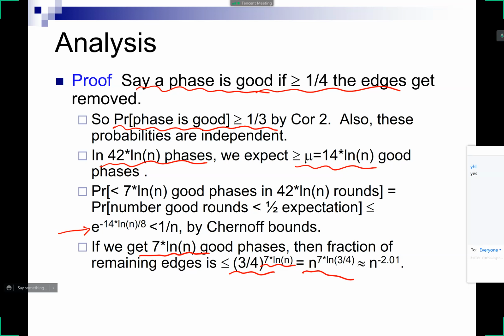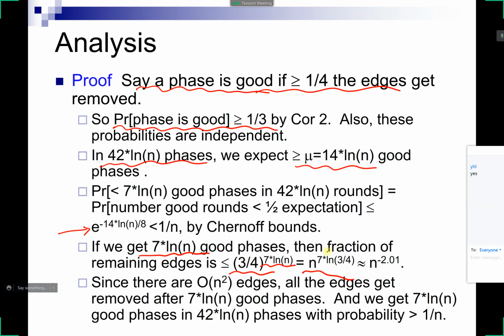And so this means that the number of edges which remain after 7 log n phases is going to be less than a 1/n squared fraction of the initial number of edges. Now, initially, you have at most order n squared edges. So if after all of these good phases you have at most a 1/n squared fraction of these edges remaining, then that means you only have 1 edge left after 7 log n good phases. And then if you run for one more phase, you're going to take out that single remaining edge, and then the algorithm terminates.